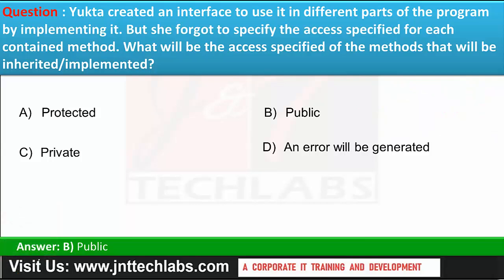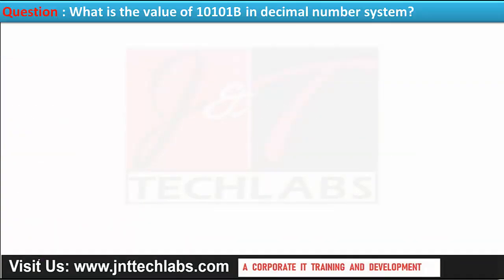And coming to another type of question. Now see that. What is the value of 10101B in the decimal number system? For this, we should know number system conversion. What are the various number system conversions you should know? Very clearly, first of all, we need to go to the binary number system, where the radix is 2. And one more is the octal number system.